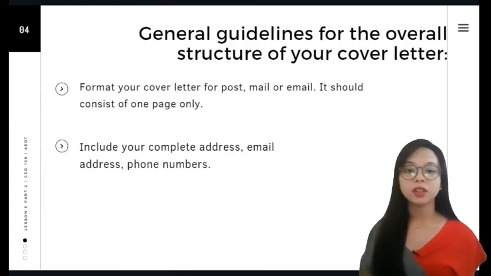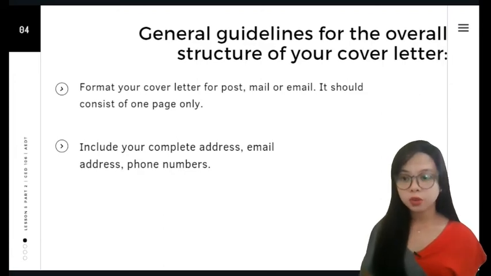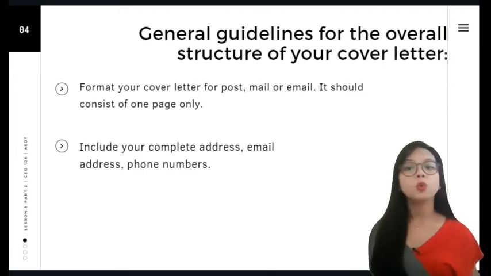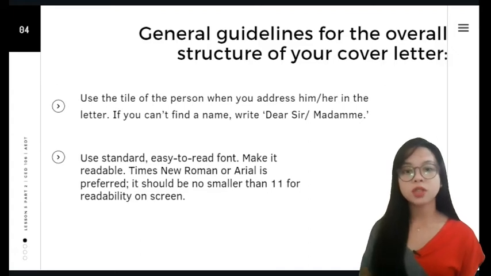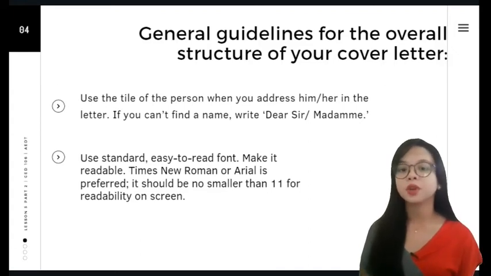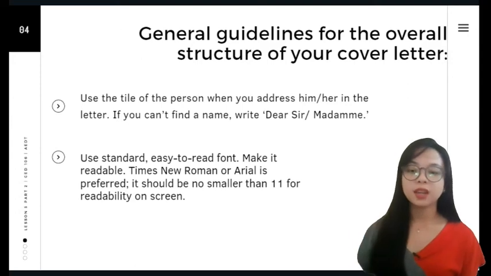Here are the general guidelines for the overall structure of your cover letter. First is to format your cover letter for post, mail, or email. It should also consist of one page only. And another thing that's very important is to include your complete address, your email address, and of course, your active phone numbers, again, for them to reach out to you easily. And of course, you need to use the title of the person when you addressed him or her in the letter. If you can find the name, then write Dear Sir, Dear Madam.